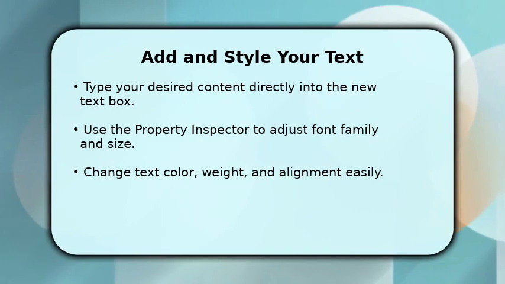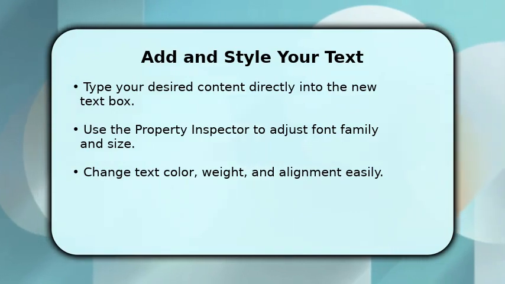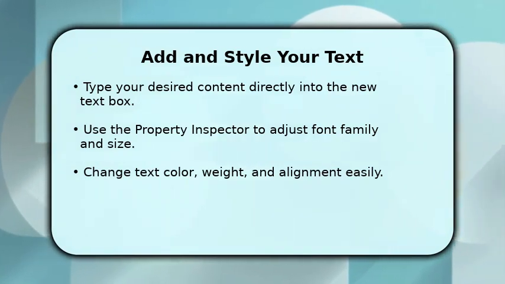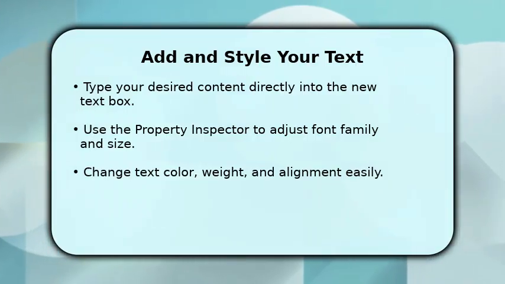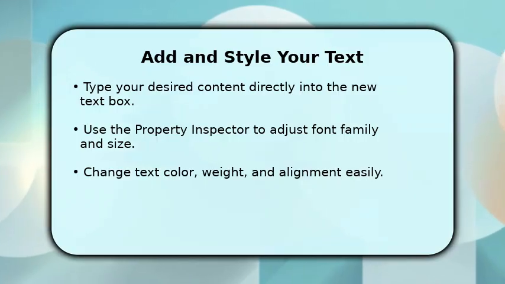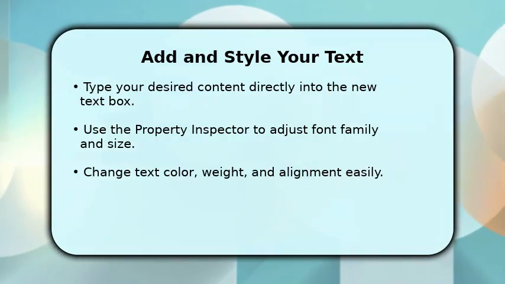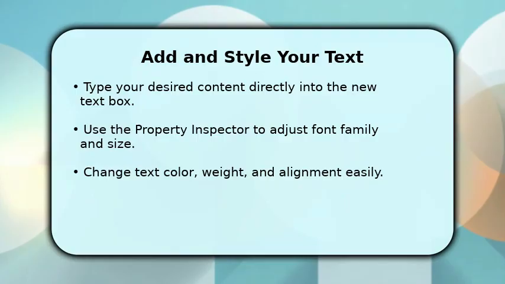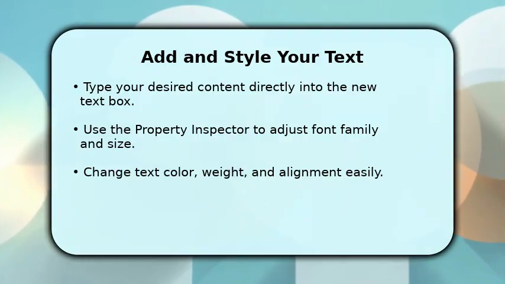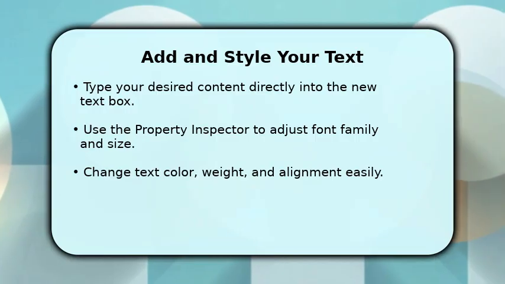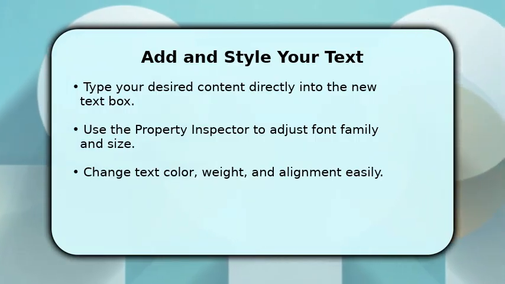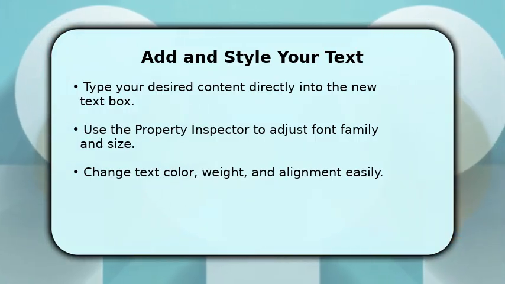Once your text box is on the artboard, you can immediately begin typing your content. With the text layer selected, head over to the Property Inspector on the right side of your screen. Here, you'll find all the controls to customize your text. You can effortlessly change the font family, adjust the size, modify the weight, and even pick a new color to match your design aesthetic. Experiment with different styles to find what works best.